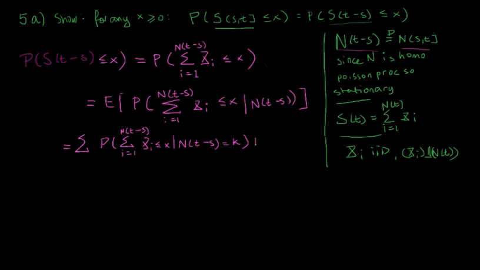And then since we're calculating the mean, I'll multiply with the probability that N of t minus s takes on that outcome, k. And since N is Poisson distributed, k can attain values 0 up to infinity, right? So here I have written up the mean value of this conditional probability. Now what is this equal to?